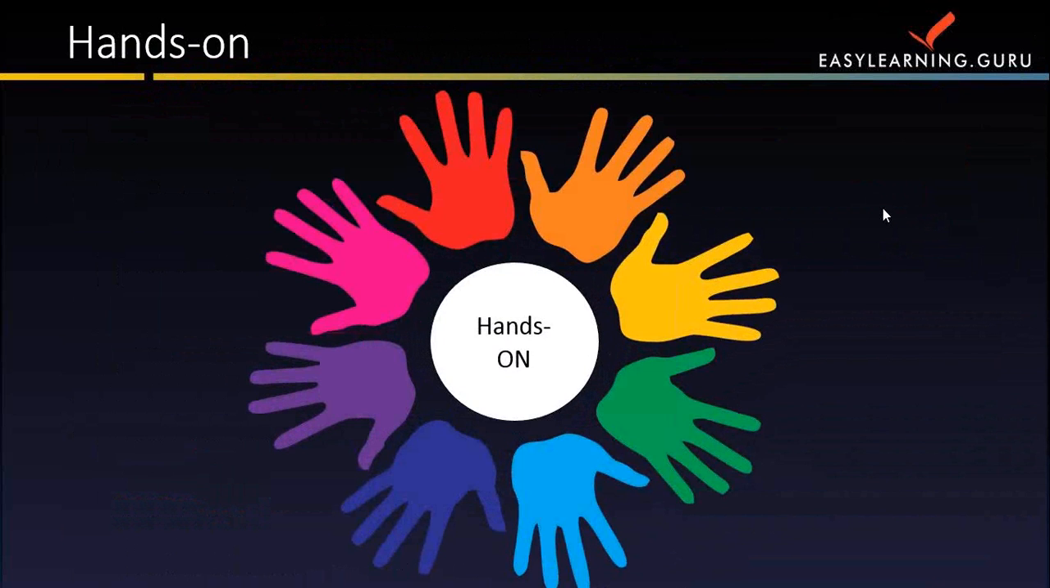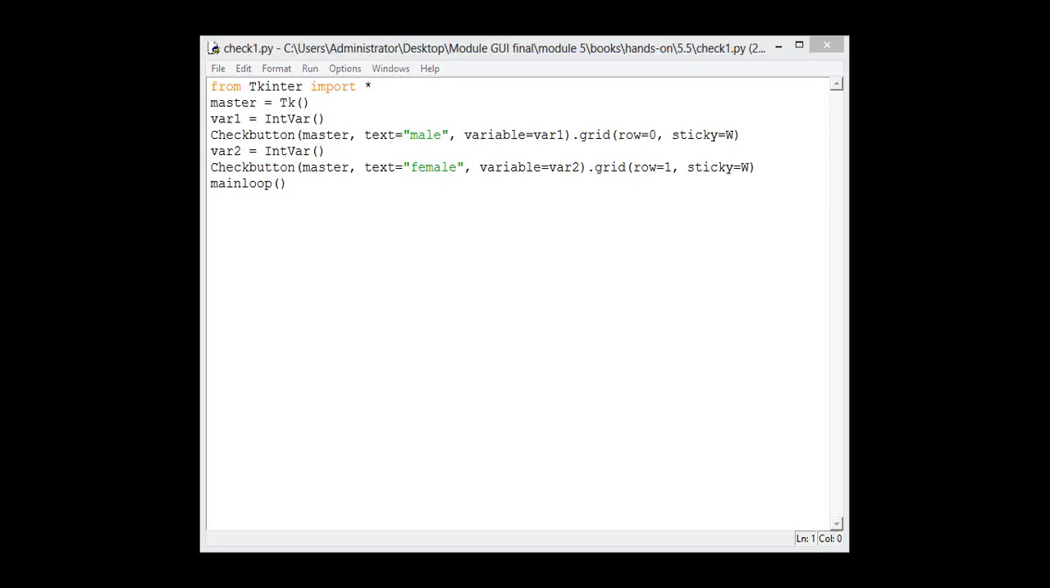One by one, I'll be showing you the check button programs. That is the very basic, simple check button program, which I have already shown in your screenshot. Just have a look. From Tkinter, you're importing all, making the master window, and making the integer variable. This is the call of the integer variable var1.